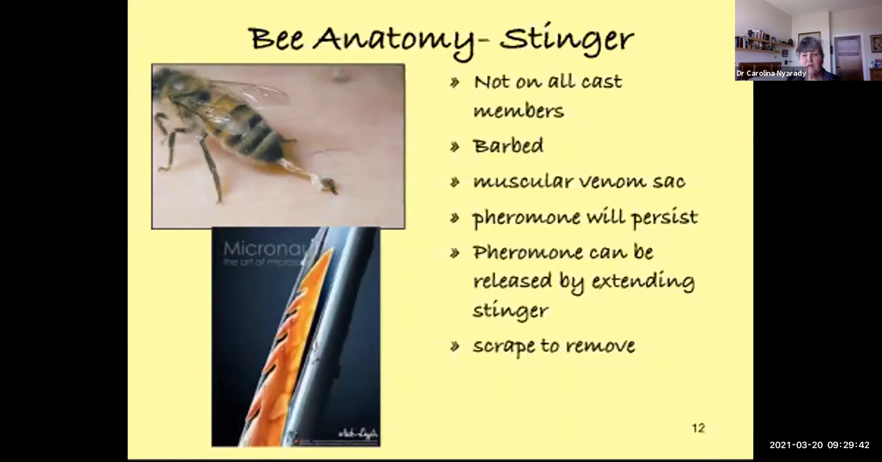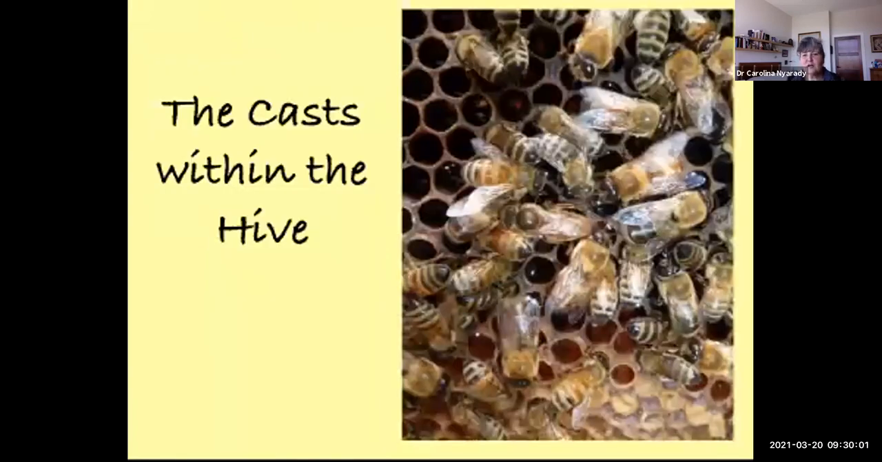So now that we have looked at some of just the basic anatomy of what makes a bee, why don't we move into something that is far more interesting to discuss, which is who are all these individuals that possess these wonderful characteristics inside the hive itself. So let's talk about the cast. Who are all the cast members that are within the hive themselves?